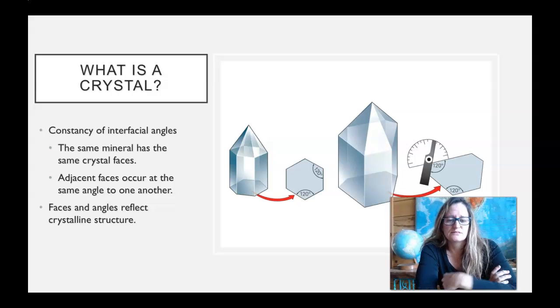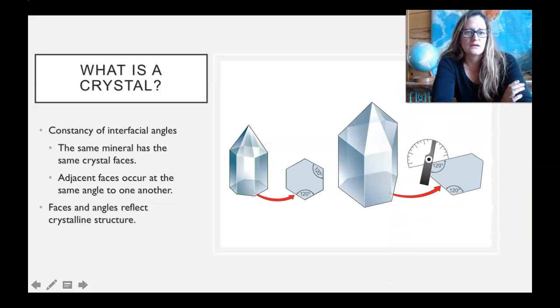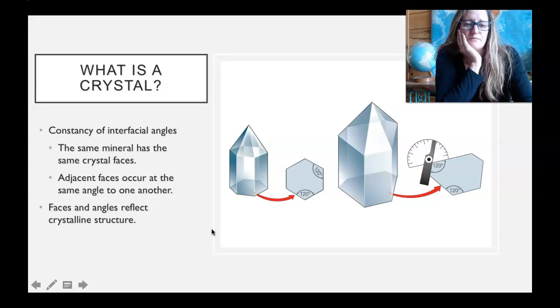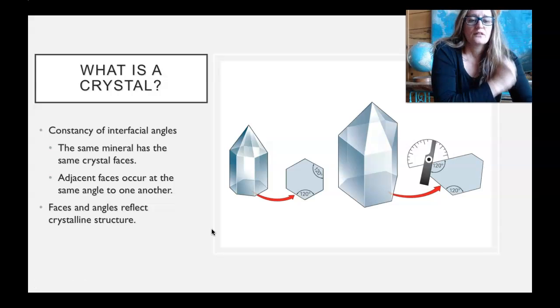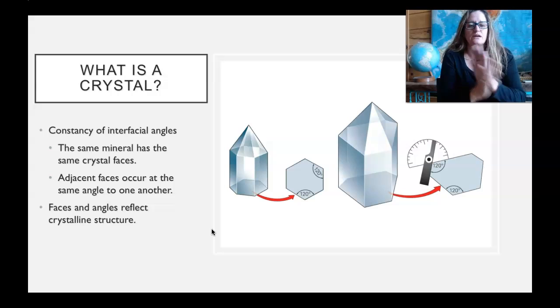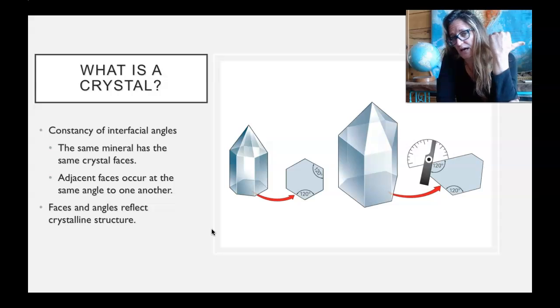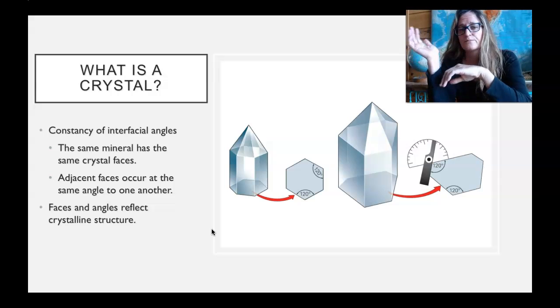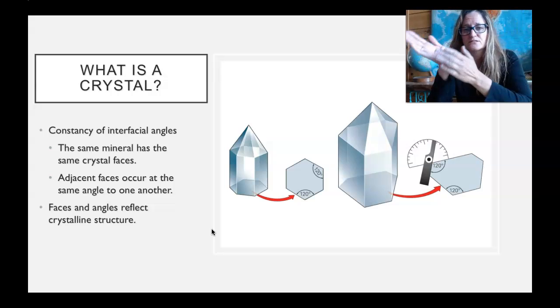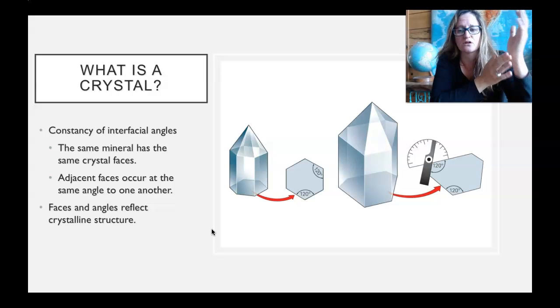So remember back to Steno, he was looking at the geometry of the minerals and came up with these measurements of the interfacial angles. That means between two faces, you're going to find the same angle between the faces on every crystal of a particular mineral. And that's because the crystal faces and the geometry of those is based back on that crystal lattice, how the atoms all fit together, give us the shape of the mineral. And since that's always the same, then the crystal is always going to be the same.